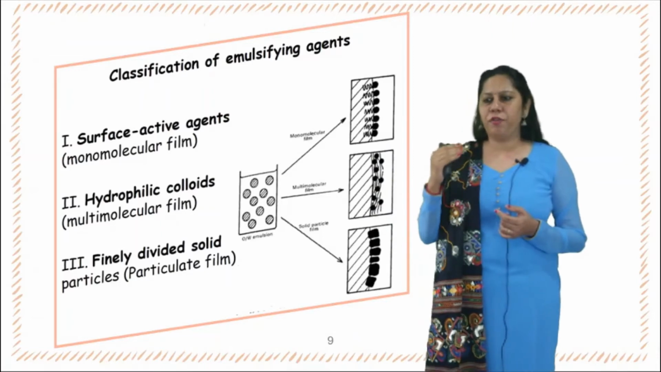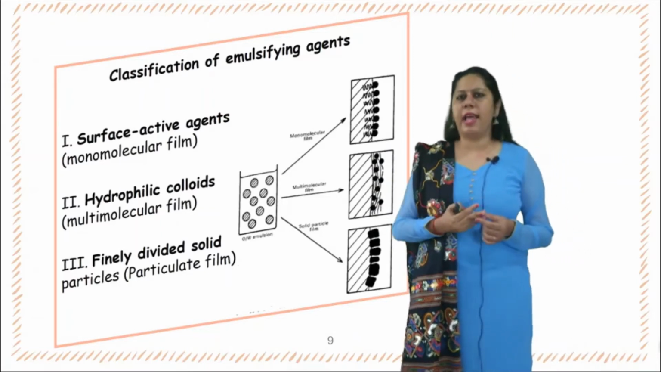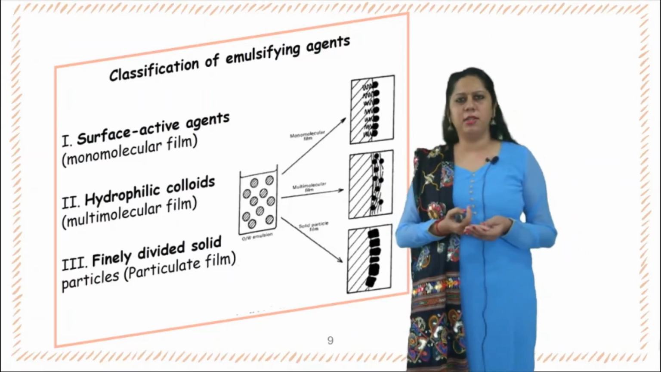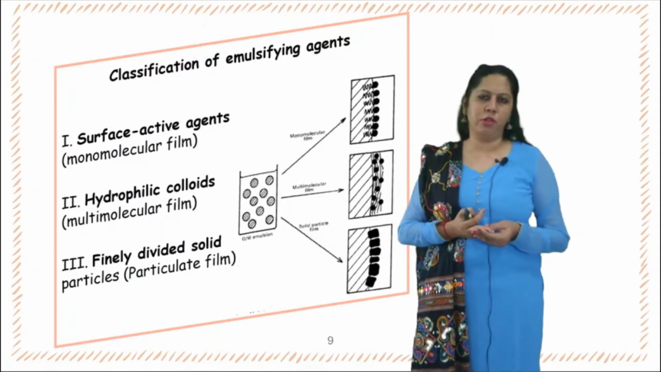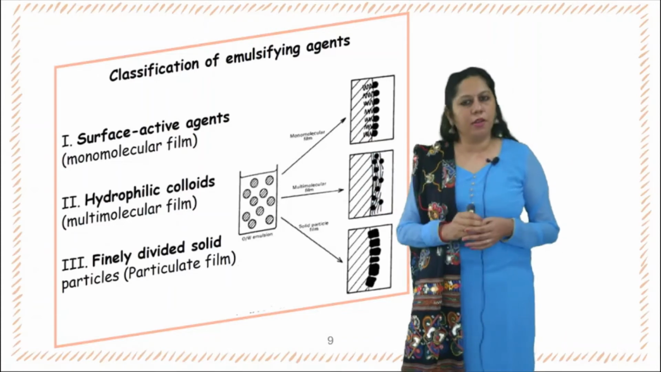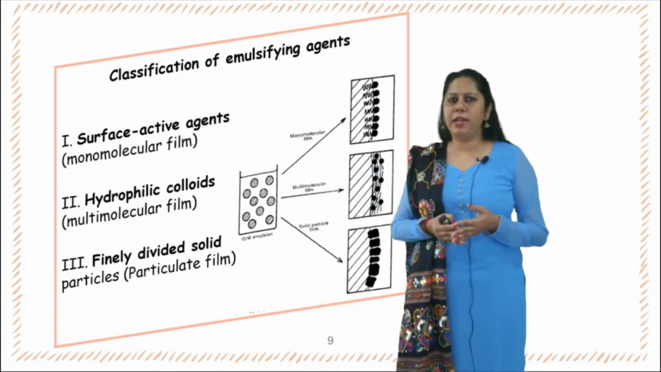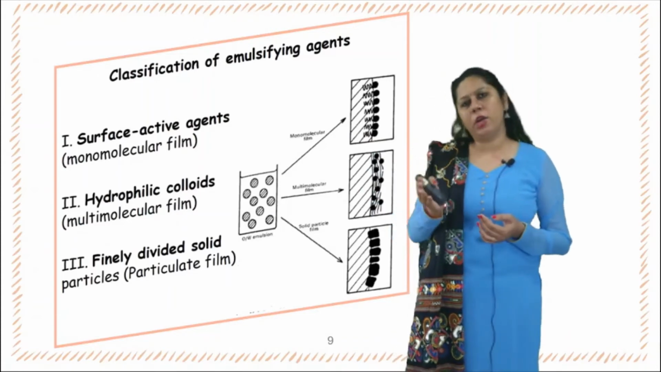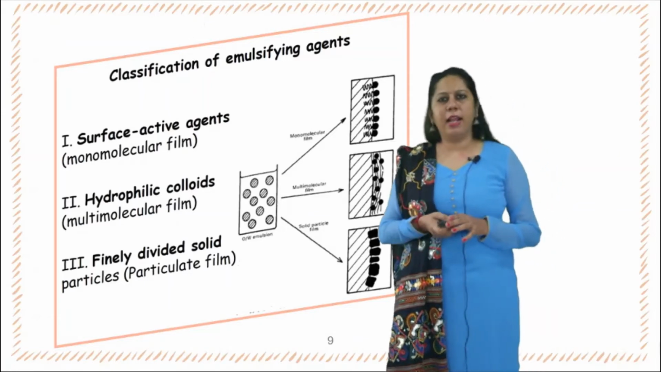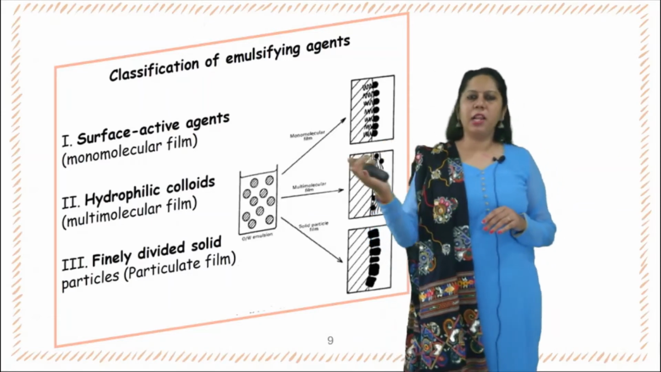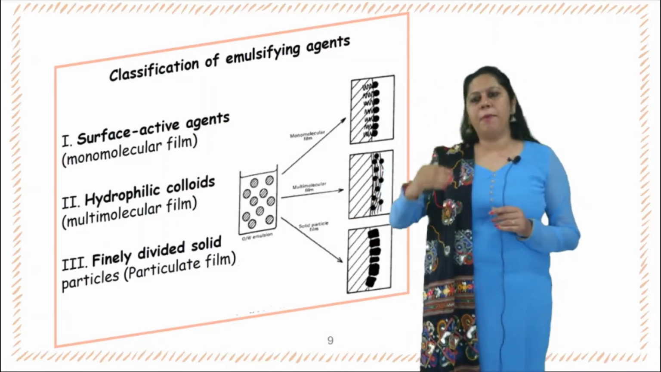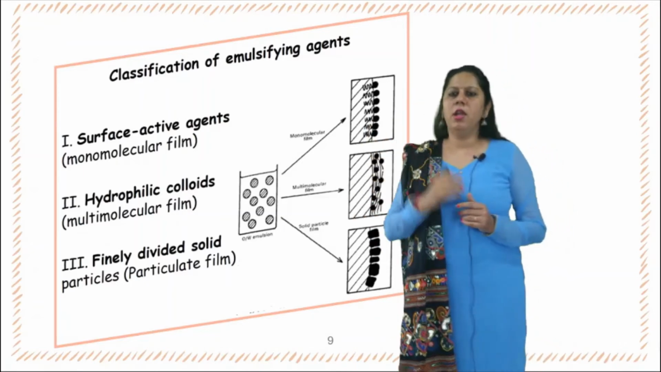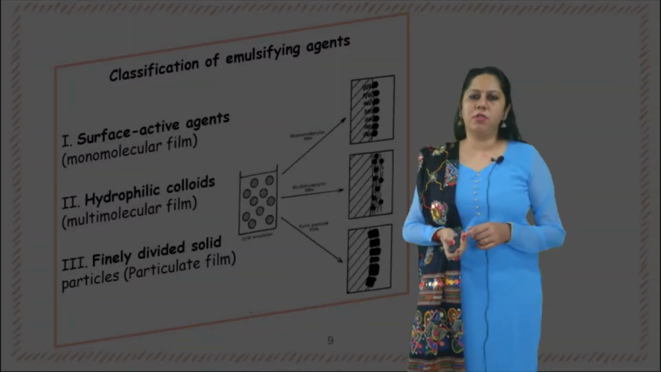Next, the hydrophilic colloids. Colloids like gum acacia, gelatin, and tragacanth will form a multimolecular film and protect the emulsion by forming a film at the interface. And then you have the finely divided solids, like bentonite and aluminum oxide, which will form a particulate film. So depending on the type of film formed, you have different emulsifying agents used.